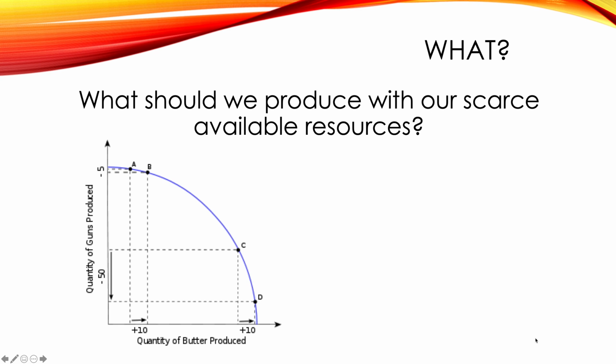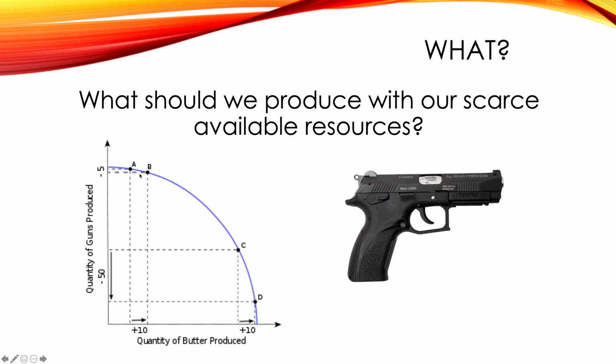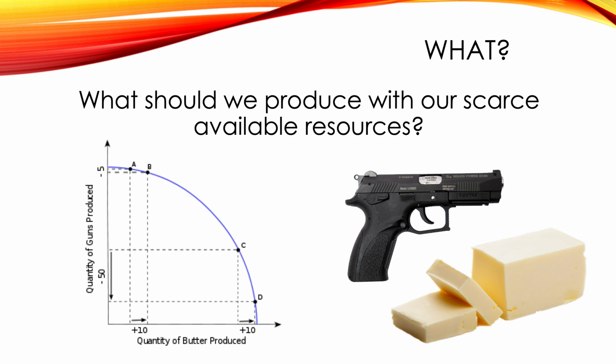And so a country that decides to produce guns is allocating its precious resources over here at a point like A or B. They have scarce resources and they've chosen to use those resources to produce guns. A different type of economy might use those resources to produce more consumer goods, what we would just call butter, right? They might produce at a point like C or D. So every economy has to decide what they're going to do with what they're given.